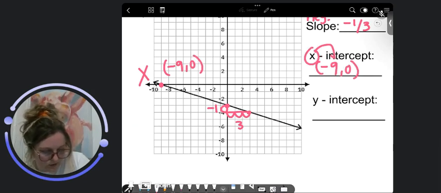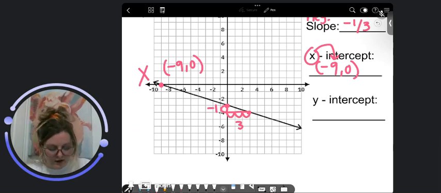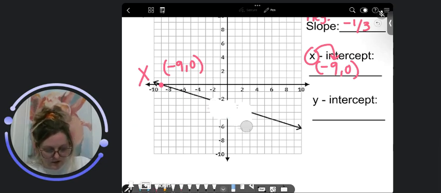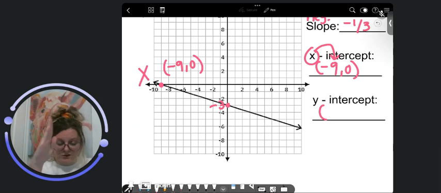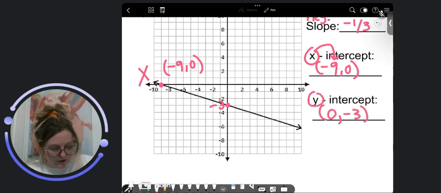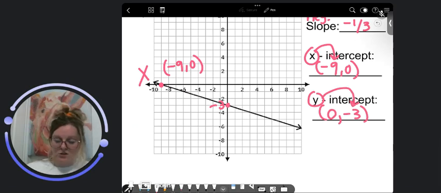Again, the x tells me where the number goes. My y-intercept is down here. The point is at -3. Remember, we need our x first, so we went over 0 and down 3. Your variable tells you where the number needs to go.